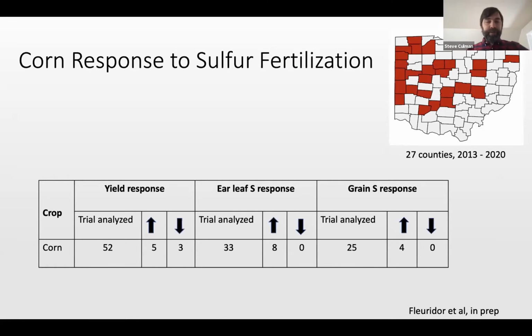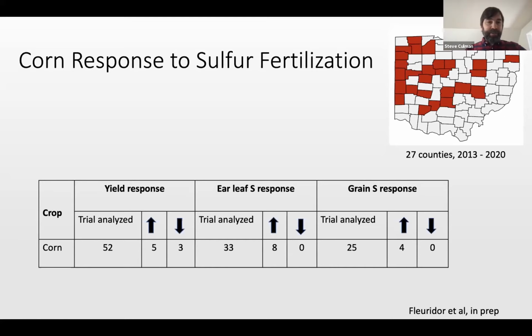We've got a little over 100 site years or trials that the collective Ohio State University has conducted over the last 7-8 years. For corn, we had 27 counties represented, from the years 2013 to 2020. There were 52 total trials in corn, mostly on farm but randomized and replicated, where we do some sort of sulfur-plus treatment versus not.